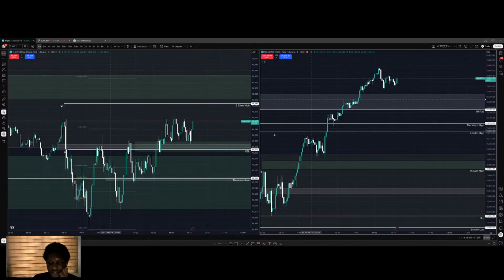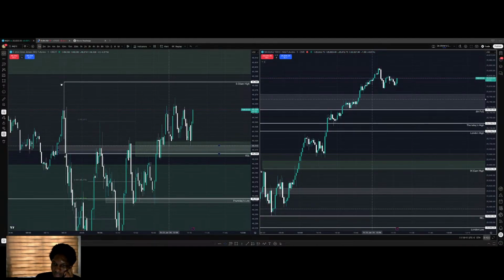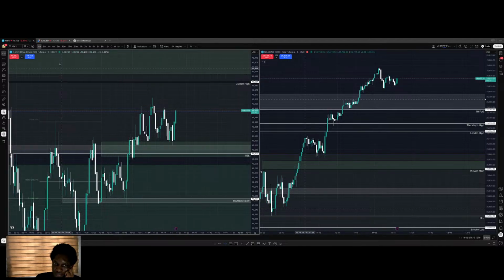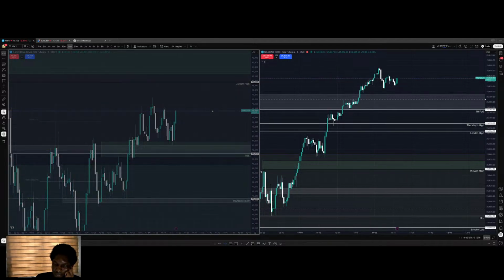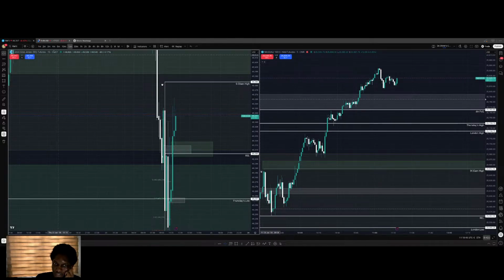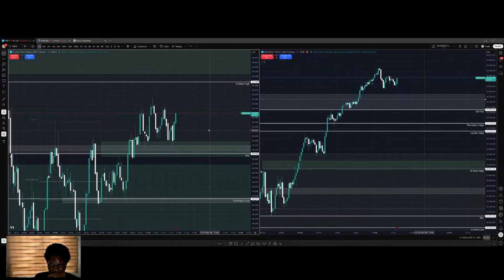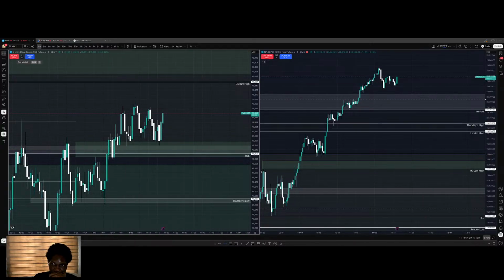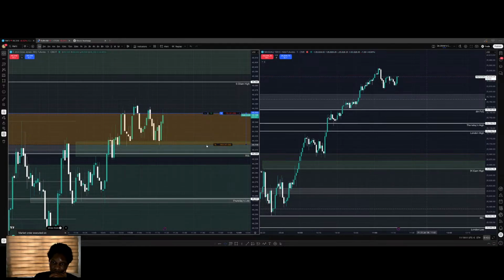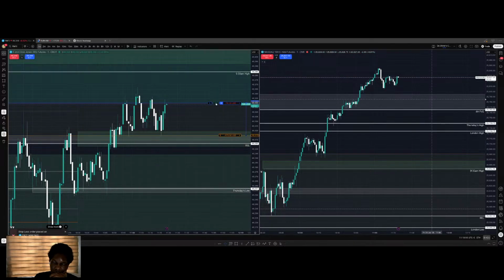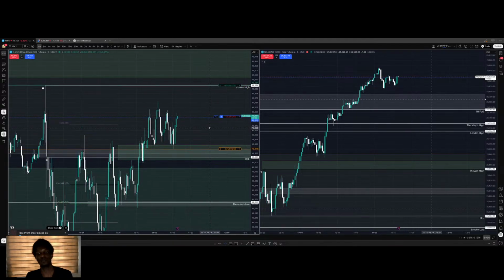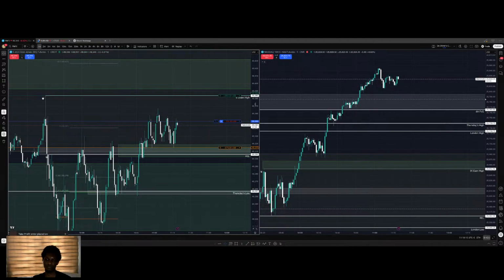Okay. So it seems like it's just waiting for the 50-minute gap to form before it goes to the target. Let's see. Yep, traded into the 15. I'm just going to paper trade this and see. So it's basically a one-to-one. Let's see if it finally goes there.